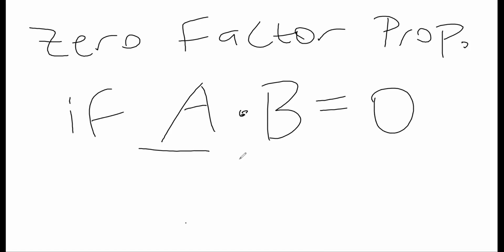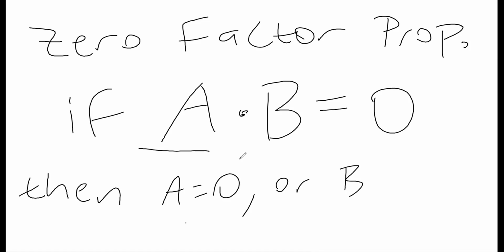if you multiply two things together and get 0, there's no trickery here. What does that say about the things you multiplied together? Well, the only way you're going to get 0 out of multiplication is if at least one of them was 0 itself. So if A times B equals 0, then A equals 0 or B equals 0. One of the two is 0, or perhaps even both of them are 0. You multiply 0 times 0, you still get 0. That's what the zero factor property is.